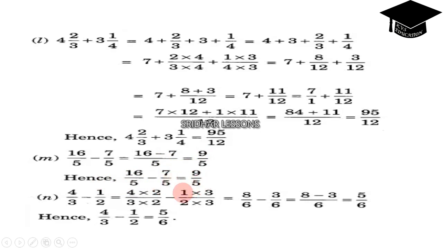Okay. Next problem, 4 by 3 minus 1 by 2. This is equals to make the common denominator, 4 by 3 can be multiplied with 2 by 2 minus 1 by 2 can be multiplied with 3 by 3. So that 8 by 6 minus 3 by 6. This is equals to 8 minus 3 by 6. This is equals to 5 by 6. Hence 4 by 3 minus 1 by 2 is equals to 5 by 6.